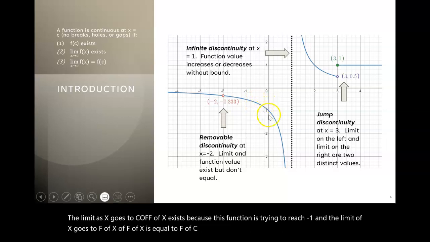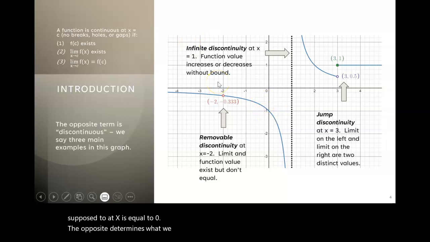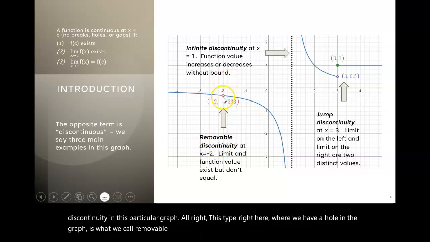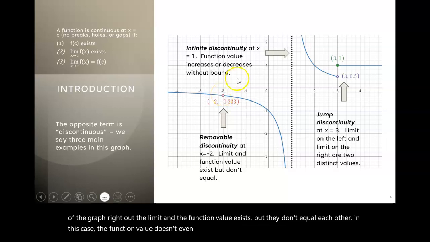All right, so this function reaches the value that it's supposed to at x equals 0. The opposite term is what we call discontinuous, and we see 3 different types of discontinuity in this particular graph. This type right here, where we have a hole in the graph, is what we call removable discontinuity, because it looks like we just removed a portion of the graph right out. The limit and the function value exist, but they don't equal each other. In this case, the function value doesn't even exist at all.